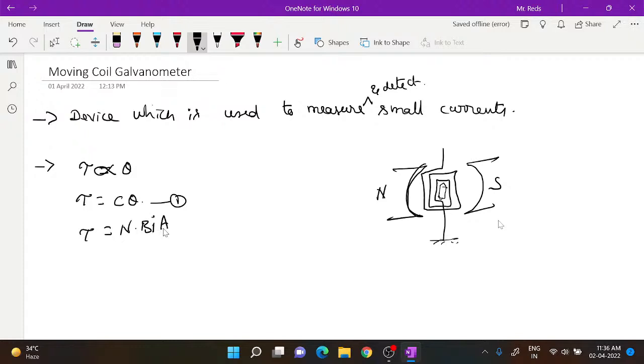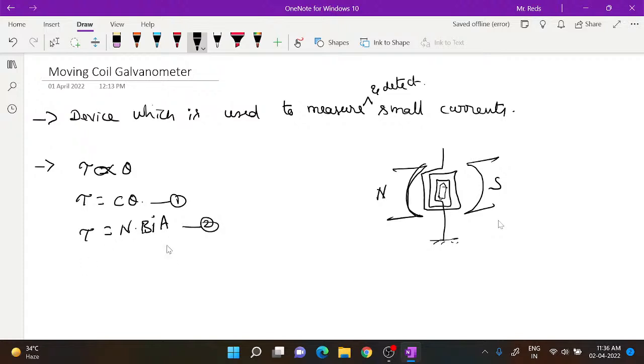We have already discussed the derivation of this. You should remember this. N I A B can also be expressed in vector form, meaning n I into B cross A, we will consider it that way. So this is the torque acting on it.